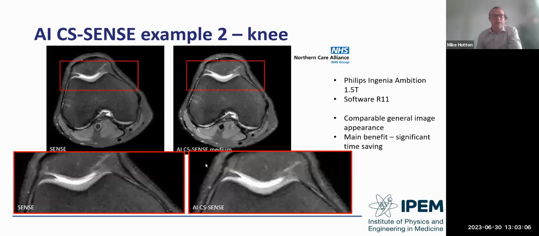And if we zoom in, we can see in this case with medium denoising, we've actually got quite a comparable image appearance still. We haven't got any significant blurring in that image, and we can still see a bit of noise, which may be reassuring for radiologists.